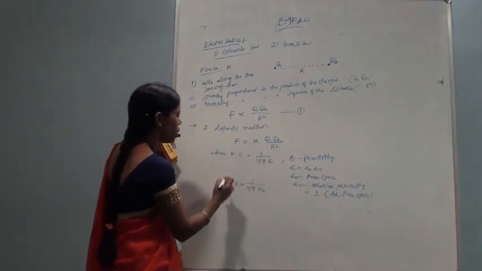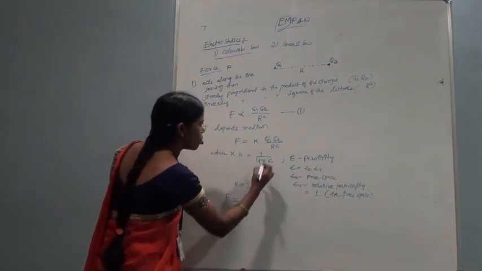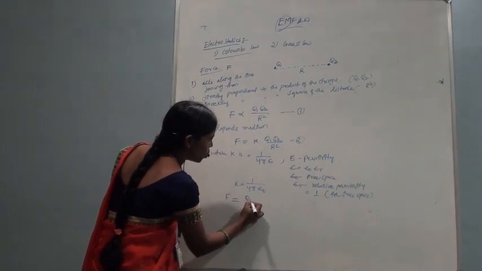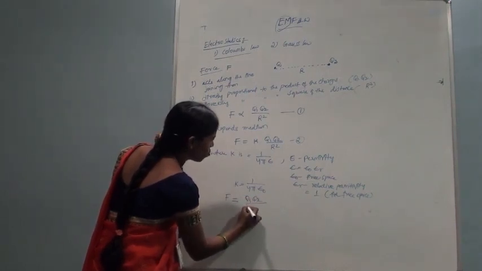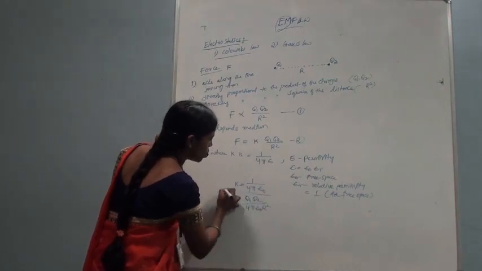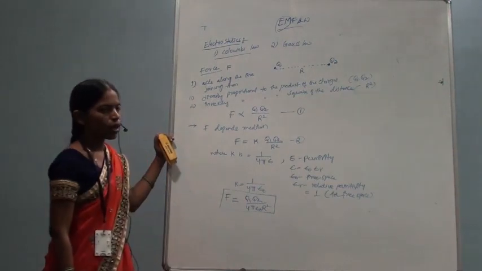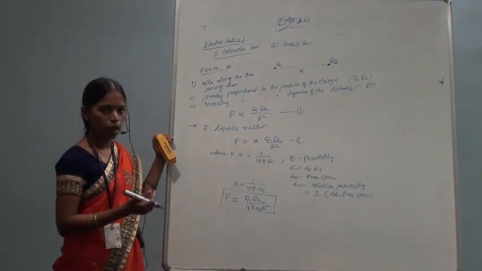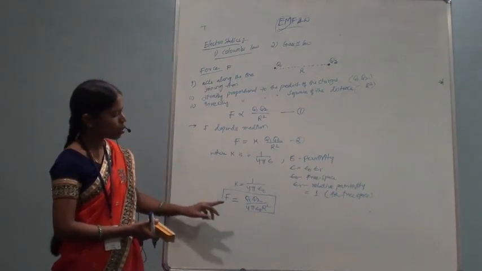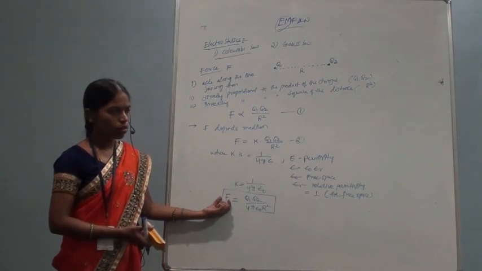Substitute the value of K into equation 1. Then we will get, equation 2, F is equal to Q1 Q2 by 4 pi epsilon naught R square. So this is the expression for force between two point charges. Now, as we have already studied that force is a vector quantity, let us obtain the vector representation or equation of force in vector form.